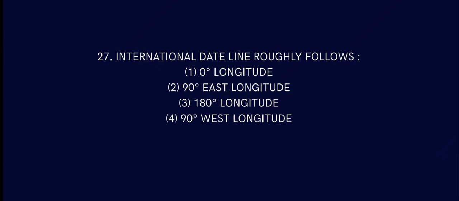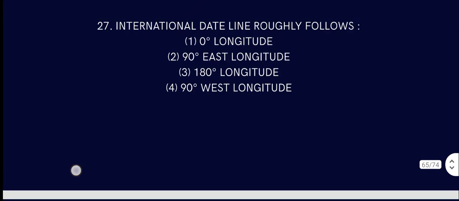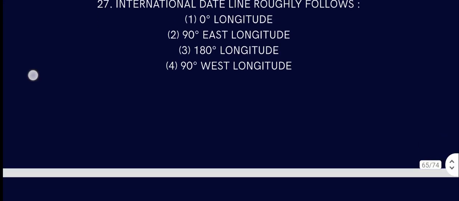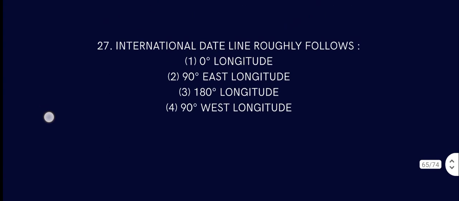Question number 27. The International Date Line roughly follows 0 degree longitude, 90 degree east, 180 degree longitude, or 90 degree west longitude. So the International Date Line should follow what? 0 degree longitude or 180 degree? 180 degree, because it covers half of the 360 degrees. So the International Date Line roughly follows 180 degree longitude.